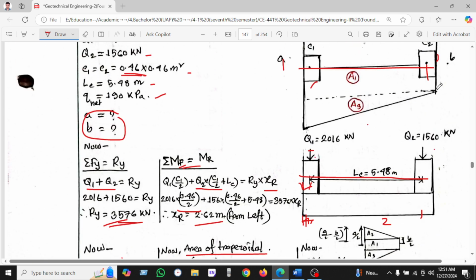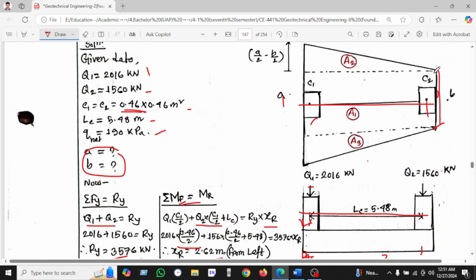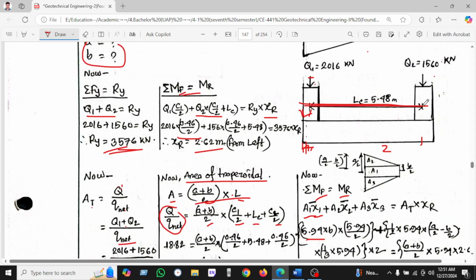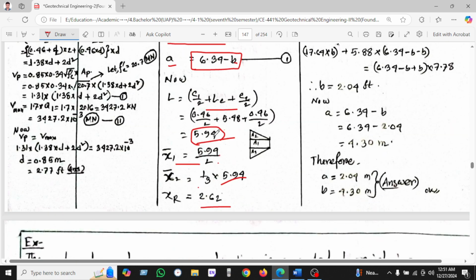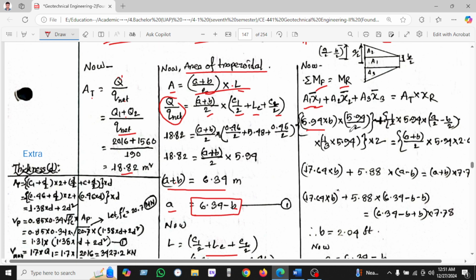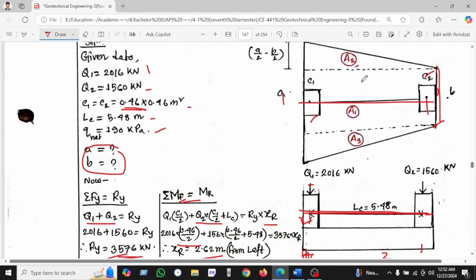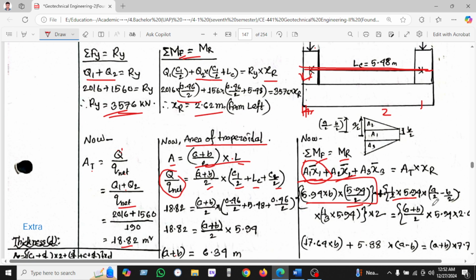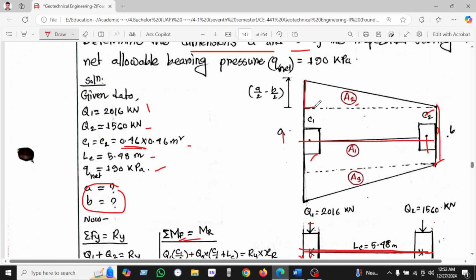And B is unknown, this is the B. So this portion A1 is x bar, x1 into total length L, this is the L, divided by 2. So this is the portion of A1 x1. So A2 x2 will be this portion, which is half into length is known, 5.94, and height equal to this side. So I will calculate this side.